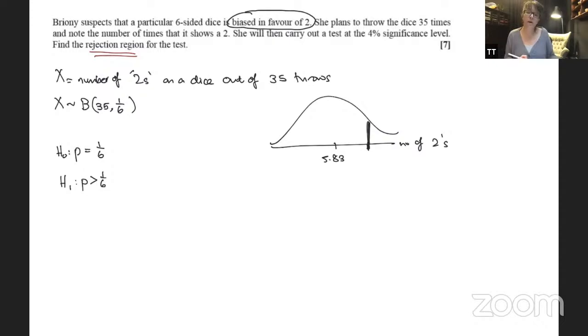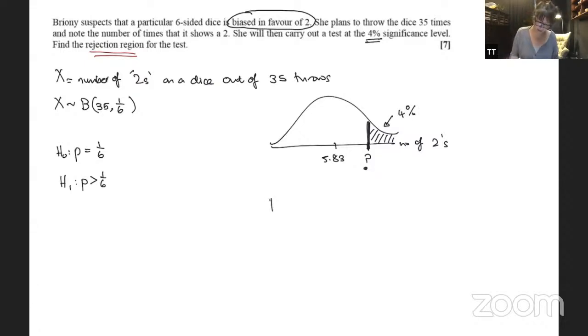Now, what we want to find out for Bryony is how many twos does she have to get out of 35 for us to reject H0? Now, we know we'd reject H0 if this probability came out really small. What does really small mean? It means smaller than the significance level. What is the significance level? 4%. Do we compare with 4 or 2? 4. Exactly, because she's gone specifically one way, so it's 4, not a half. So when does this become 4%? That's the question we need to ask.